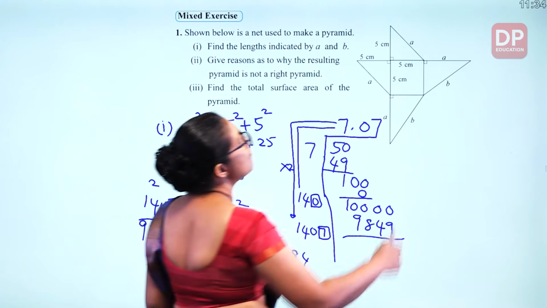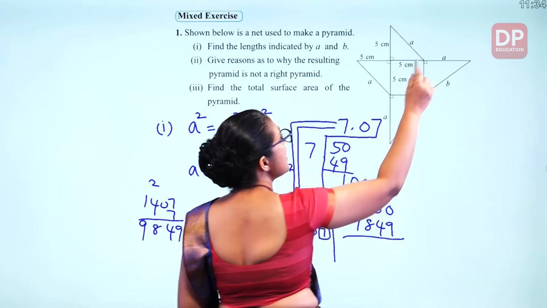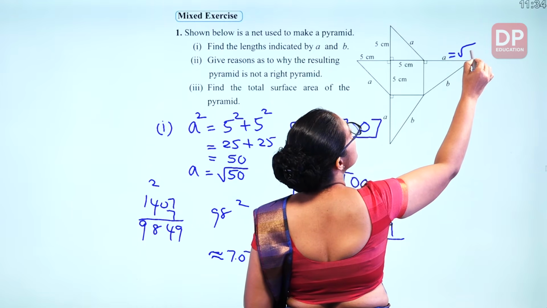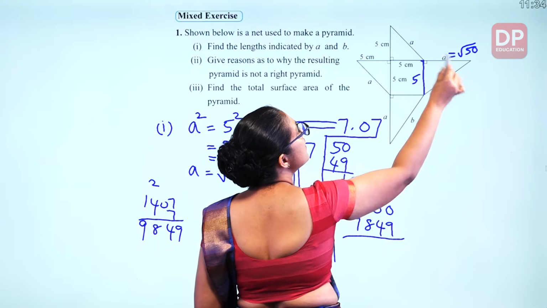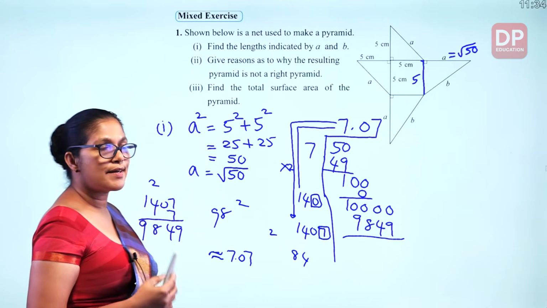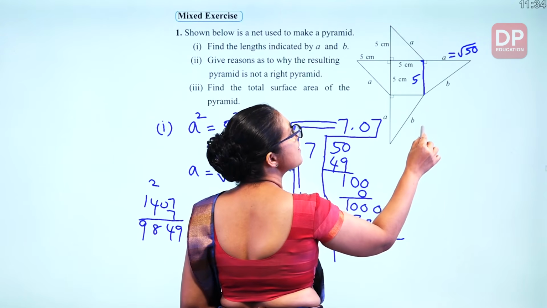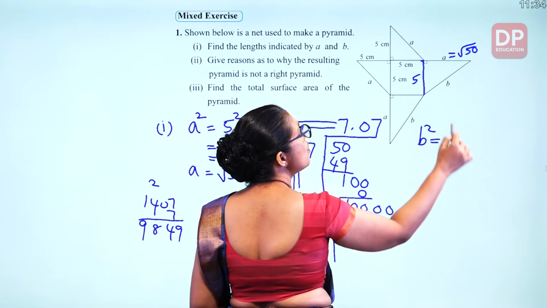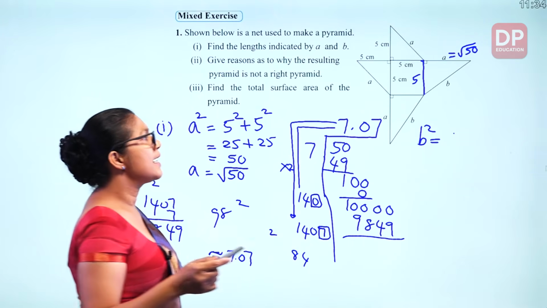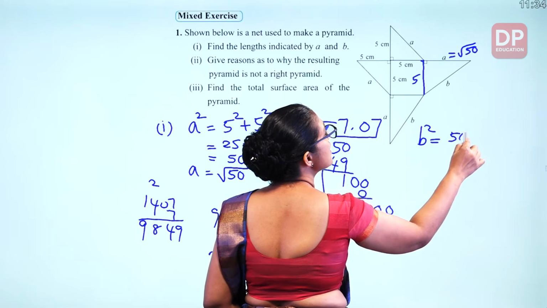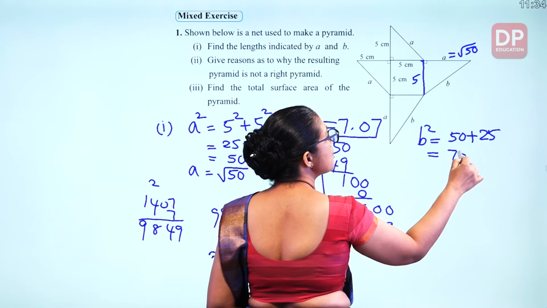Here we found this length now. Square root of 50. We'll take A as square root of 50 without taking the decimal answer. We know this one is 5. Again, you can use Pythagoras theorem to find out the length B. So, if you use Pythagoras, B squared is equal to 50, root 50 squared. Root and square get cancelled out and you get 50. 5 squared is 25. So you get 75.